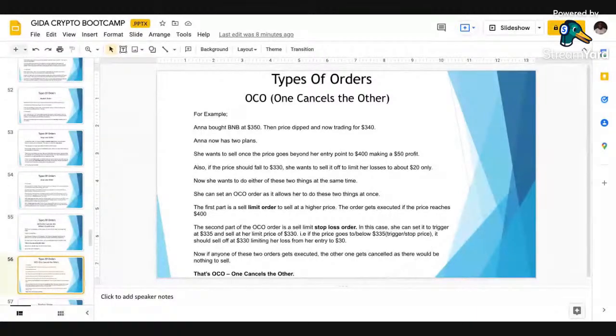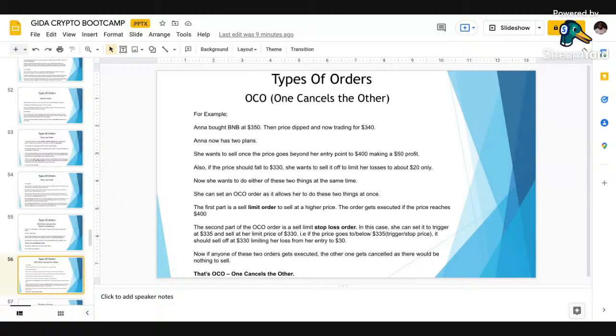Then the second part of the OCO order is a sell limit stop loss order. Remember, a sell limit stop loss order. It can be a sell market or sell limit, but at the time of writing this, sell limit was what was used by the exchange. Now, the sell limit stop loss order is what you find on Binance. The stop loss order you find there is only sell limits.